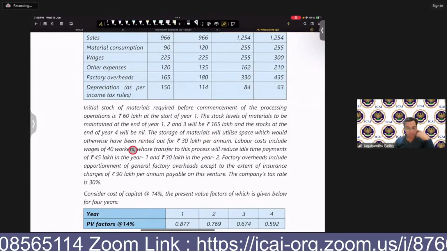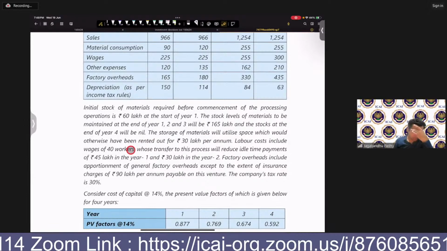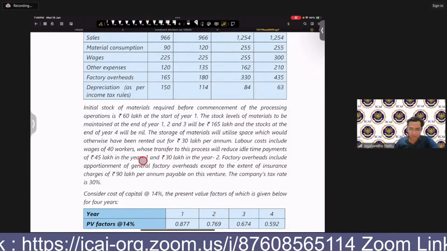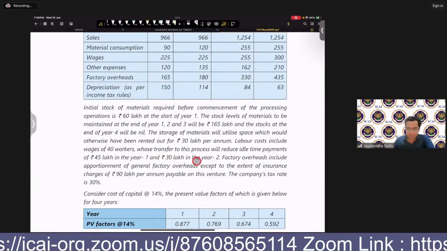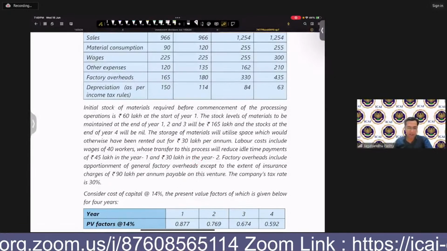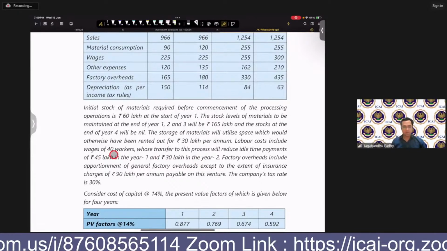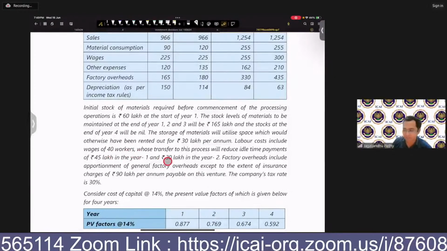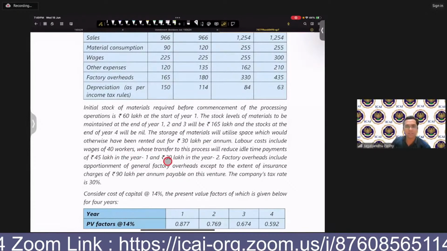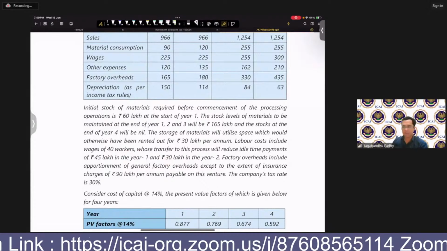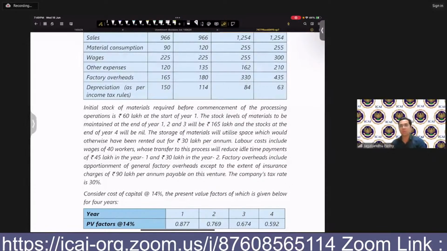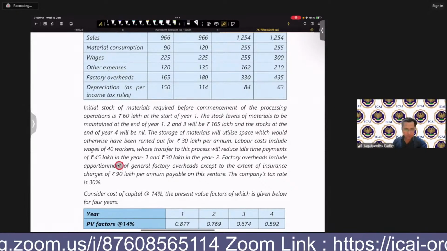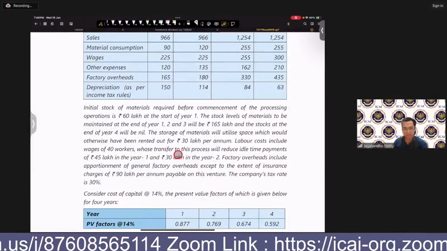Labor costs include wages of 40 workers. Post transfer to this process will reduce the idle time payments of 45 lakhs in year 1 and 30 lakhs in year 2. So there are already idle laborers who are sitting, to whom we would have definitely paid anyways 45 lakhs in year 1 and 30 lakhs in year 2. This is the same example that we discussed while discussing the principles, that if there is some idle labor, we are not going to include that as a part of our calculation of cost for decision making. Okay, so idle payment of 45 lakhs in year 1 and 30 lakhs in year 2.